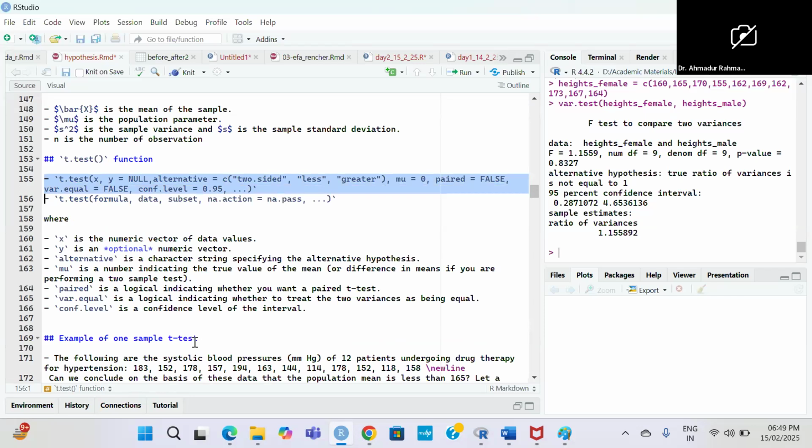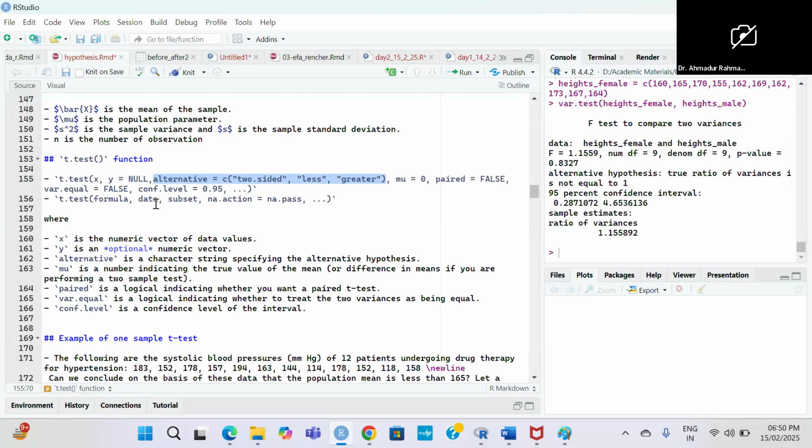So t.test, the function is t.test. Then the first argument is x. The second argument is y, and that is optional. If we are talking about one sample, then y will be absent. Then we have alternative. This alternative is taken from the alternative hypothesis.